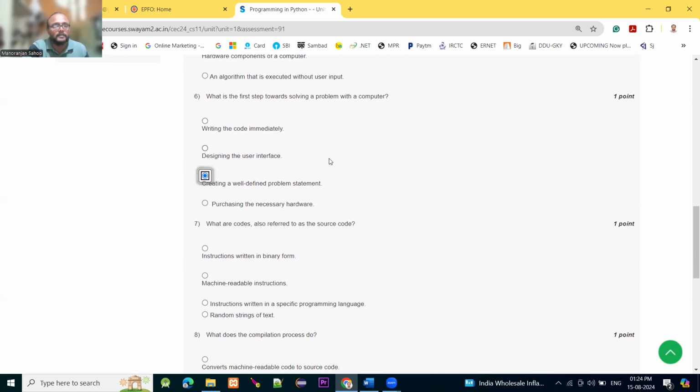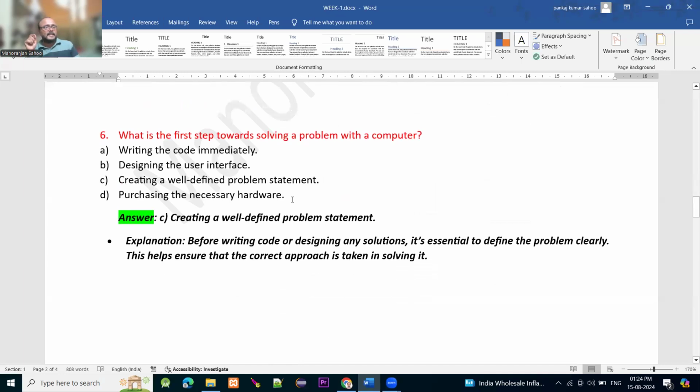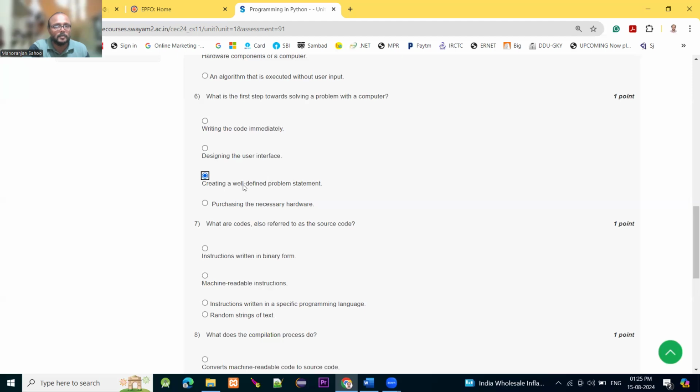Creating a well-defined problem statement. Because before writing code or designing any solutions, it is essential to define a problem clearly. This helps ensure the correct approach is taken in solving it. So, creating a well-defined problem statement. Okay. Creating a well-defined problem, option C is the right answer.